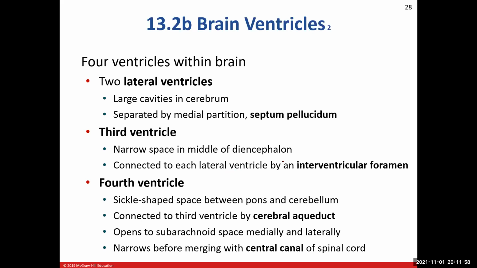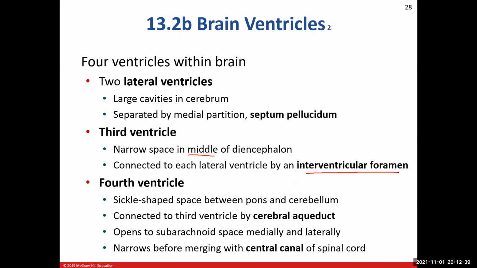Then both your left and right lateral ventricles will drain downwards inferiorly to the third ventricle. And that third ventricle, as I mentioned when we were going over the anatomy of the diencephalon, sits right in the center of the diencephalon. Essentially, the diencephalon will surround the third ventricle. So each lateral ventricle will drain into the third ventricle through a structure called the interventricular foramen, also known as the foramen of Monro, M-U-N-R-O.